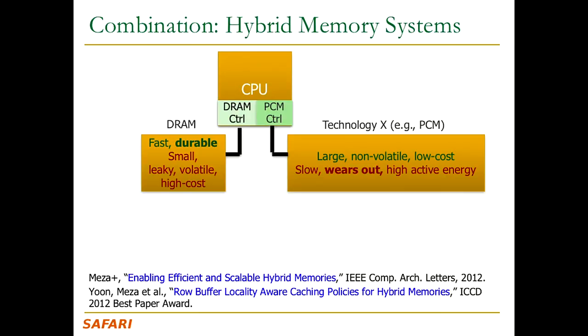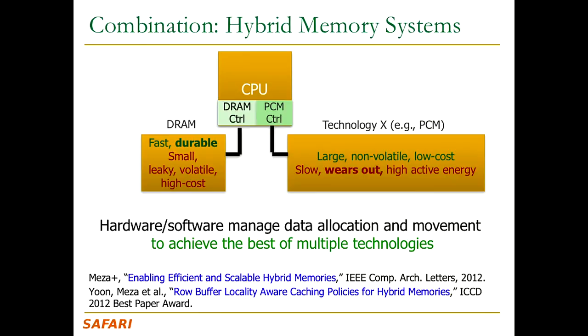DRAM, for example, is fast and durable, but it has other issues. It's expensive. As a result, it has to be small. It's leaky. It's volatile. Some other technology, like PCM, can be large, non-volatile, low cost, but it's slow. It's energy inefficient in terms of active energy. It's energy efficient in terms of static energy because you don't need to refresh it, but it also wears out. So if you have different technologies like this to get the best of both worlds, perhaps you put them together and design the hardware and the software to manage the data allocation and movement to achieve the greens as much as possible while avoiding the reds as much as possible, right? So that's where systems are actually headed today.